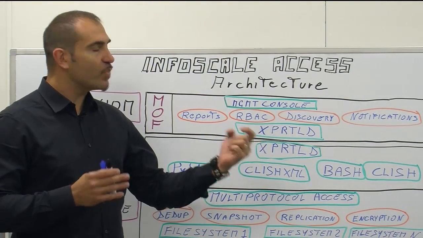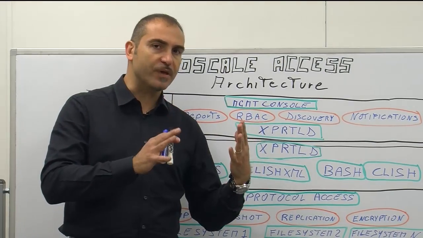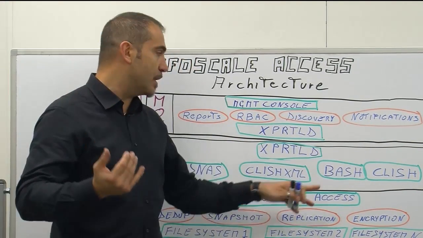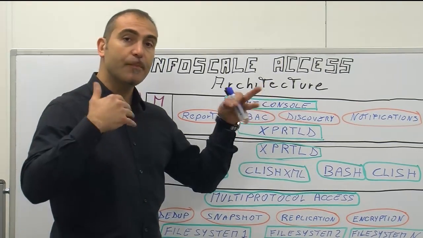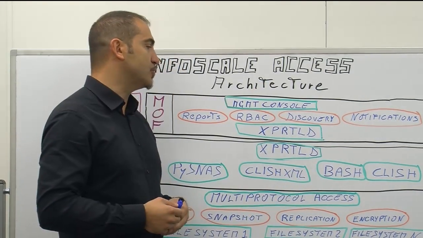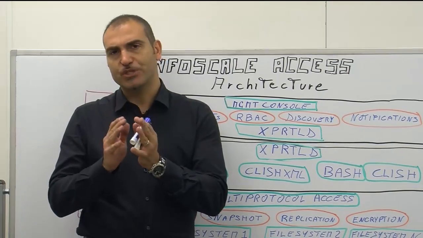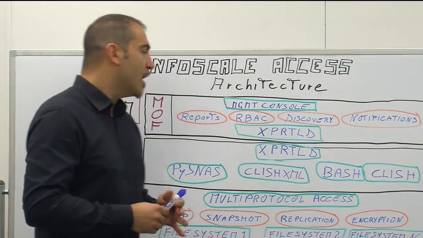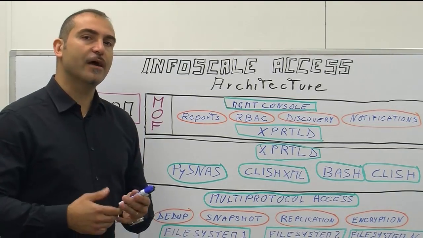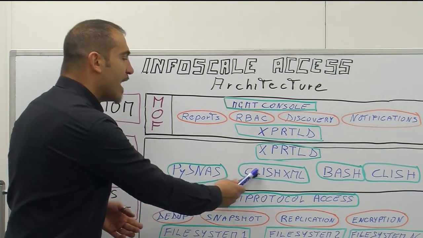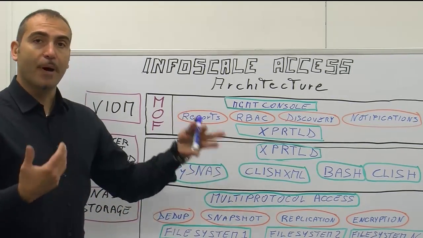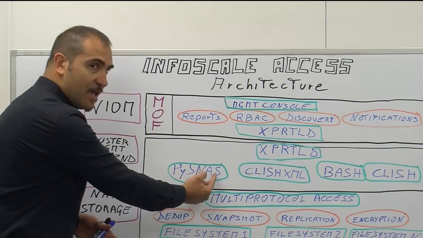And a small part of the requests that come through the CLISH are directly sent to the bash shell and directly processed by the bash shell. However, since bash shell is not top performing, it is not safe, it is not stable, most of the requests instead are converted using a CLISH XML configuration file, and they are converted in Python and sent to PySNAS.